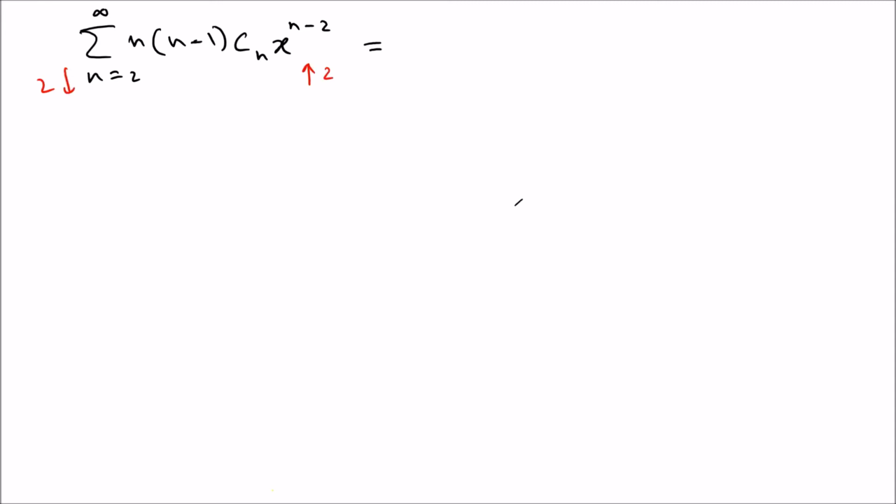Let's rewrite that again. It's the sum over n going from 0 to infinity, because you decrease by 2 and increase everything inside by 2. So it is (n plus 2), (n plus 1), c(n plus 2), x to the n. How about we do another problem.